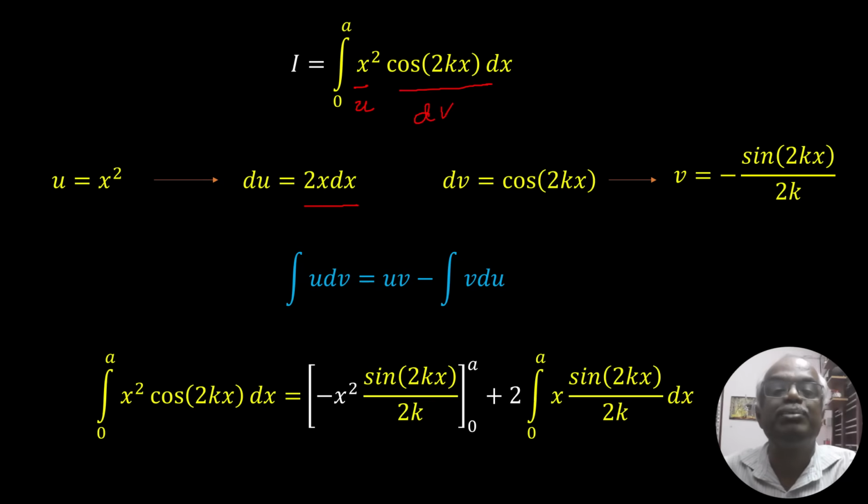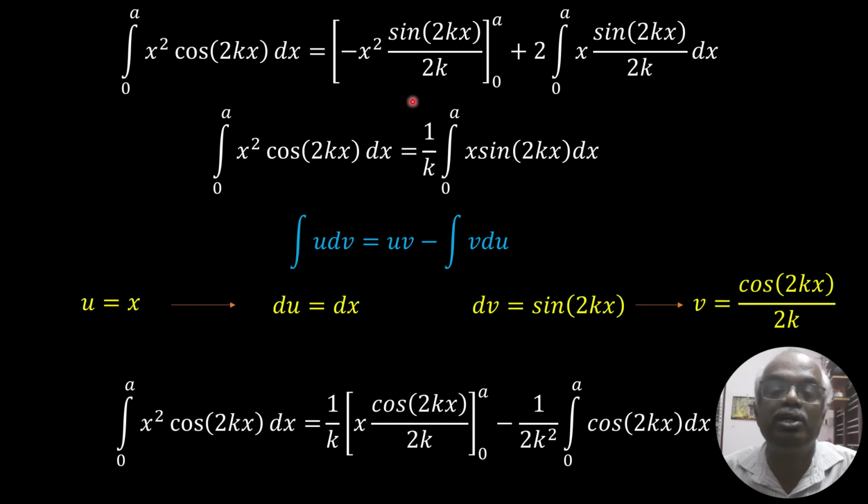Now we will continue this process. Now we got this expression. For the first term, you apply the limit. For the lower limit 0, x is 0, so it will be 0, and sin 0 is also 0. What will happen if you apply the upper limit? 2k is n pi by a, then x. If x is equal to a, then a will get cancelled and you will get sine 2n pi. That is also 0. So this entire term will become 0.